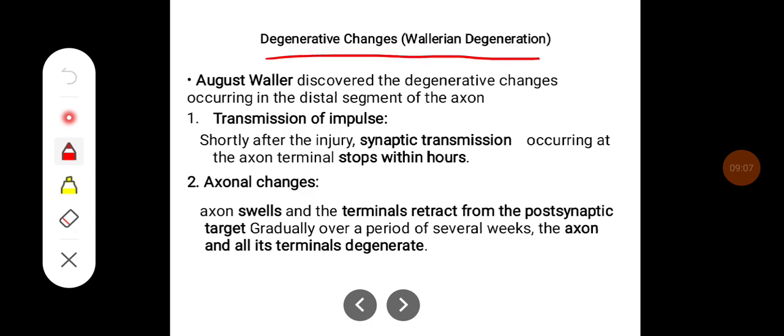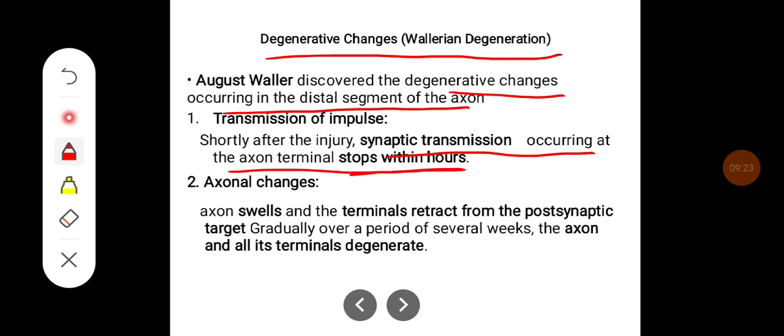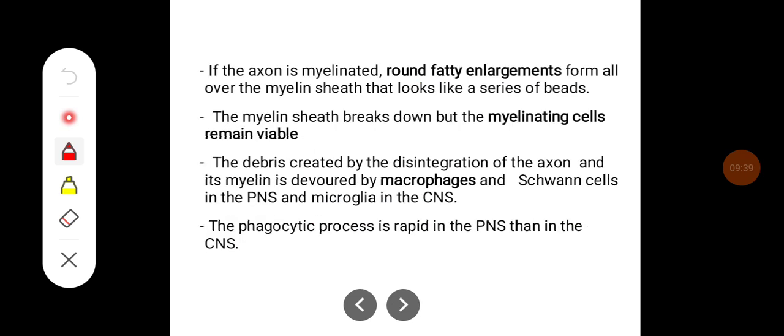The degenerative changes: Wallerian degeneration. August Waller discovered the degenerative changes occurring in the distal segment of the axon. Shortly after the injury, synaptic transmission at the axon terminal stops within hours. Then the axonal changes: the axon swells and the terminals retract from the postsynaptic target. Gradually, over a period of several weeks, the axon and its terminals degenerate.